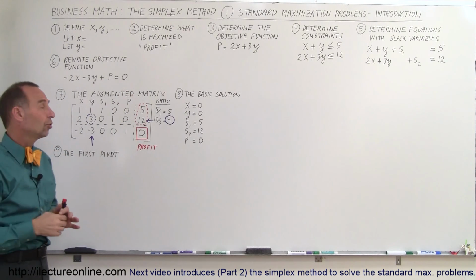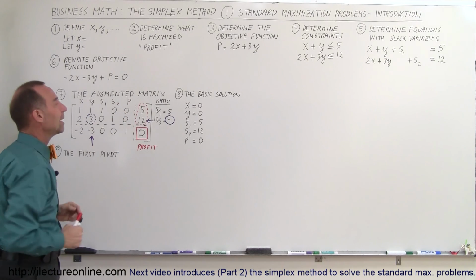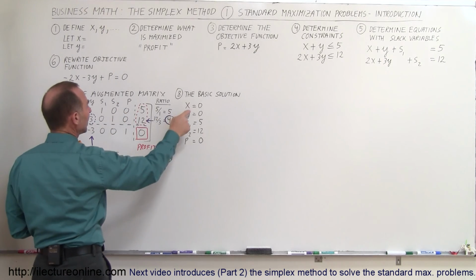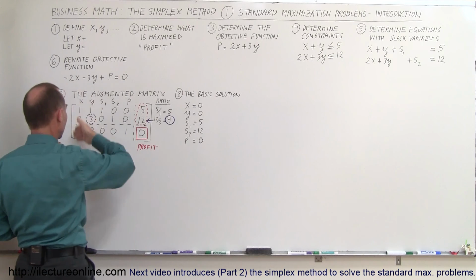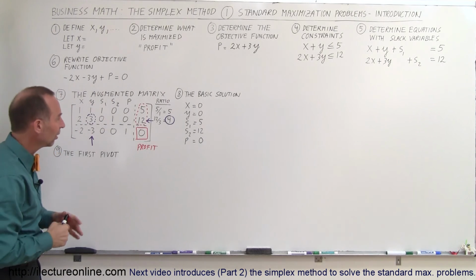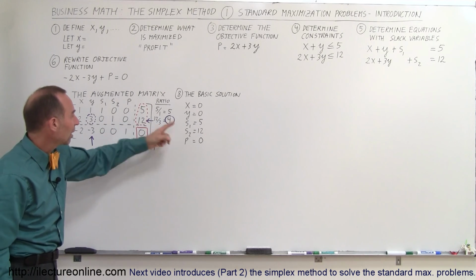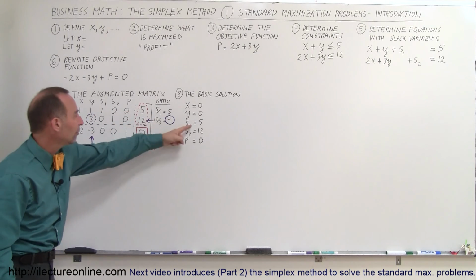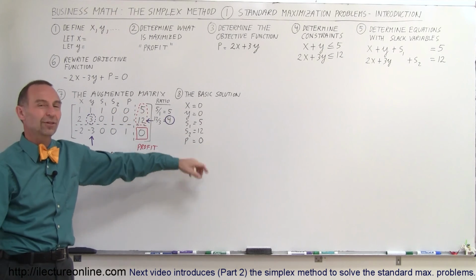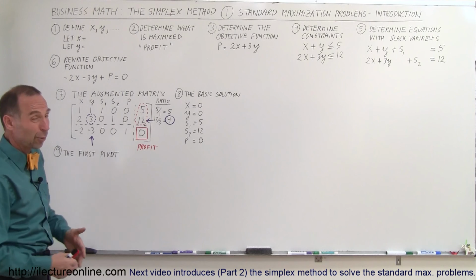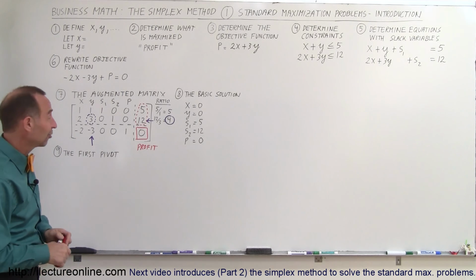So the basic solution when you set up your first augmented matrix will then be x equals 0, y equals 0, because they don't have 1 and zeros in those columns. The two slack variables, S1 and S2, have values 5 and 12, and the profit at this point is equal to 0. That's your starting point. And obviously you don't want to end up there because that would mean you only have 0 profit.